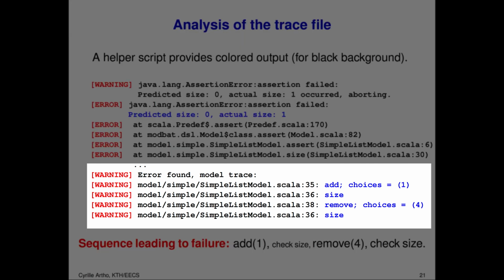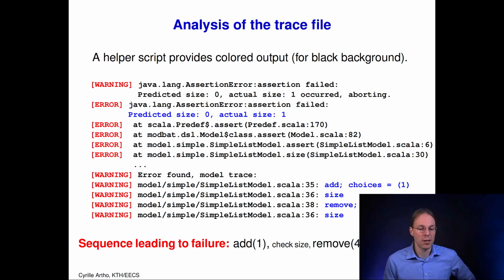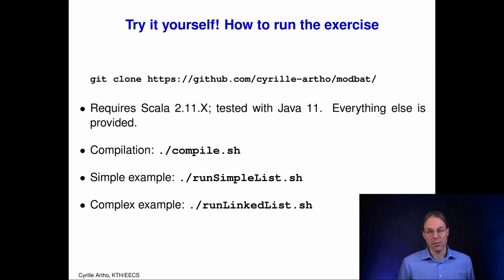I first add a number, in this case the number is 1. I check the size, and the size check succeeds, so the actual size is 1 and the predicted size is 1. In the next step, I remove a random number. In this case, I try to remove number 4. And then finally, in step 4, I check the size. And my model predicts size 0, but the real size of the list is size 1. And then I have to think if this is because of a problem in the model or a problem in the list. And you can try this yourself.